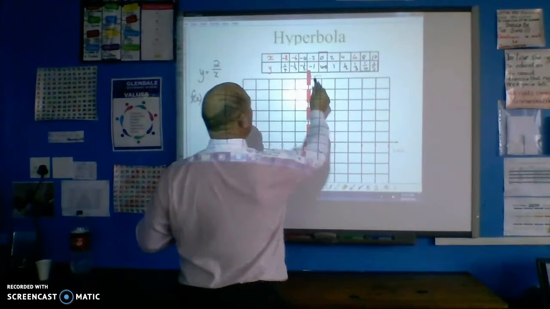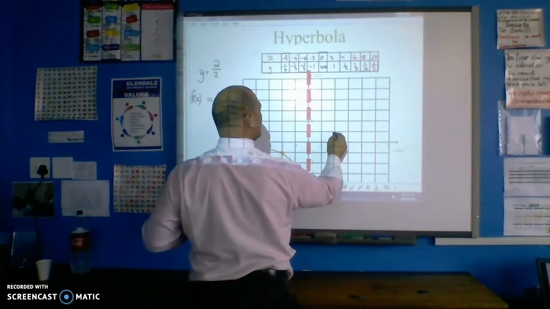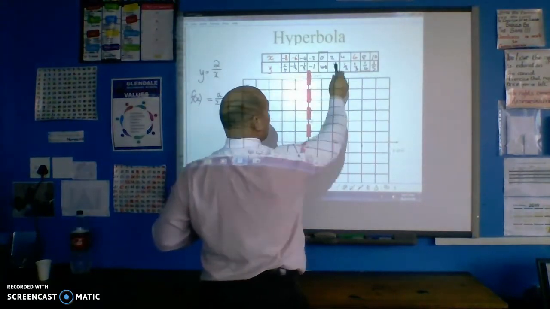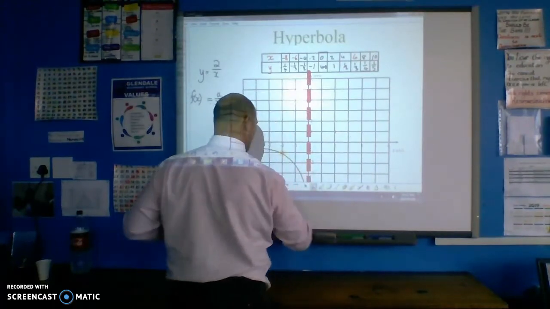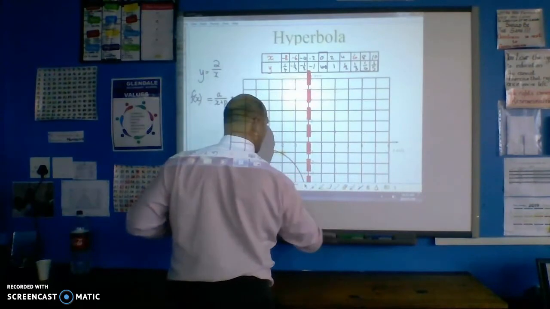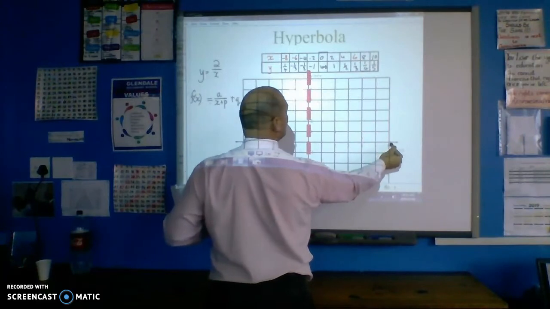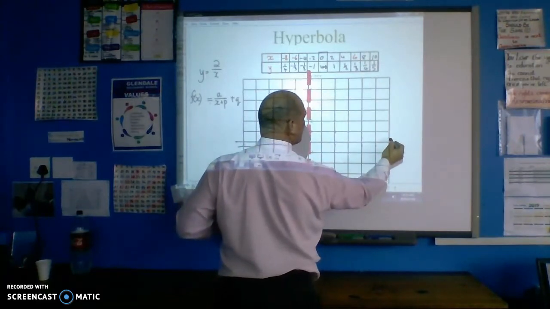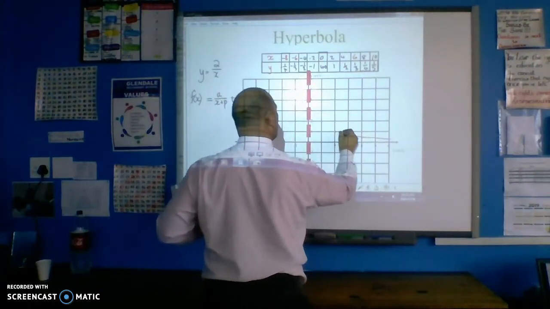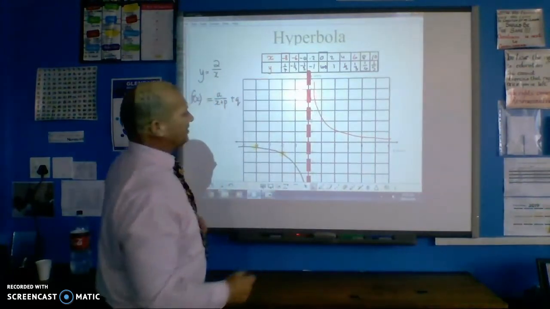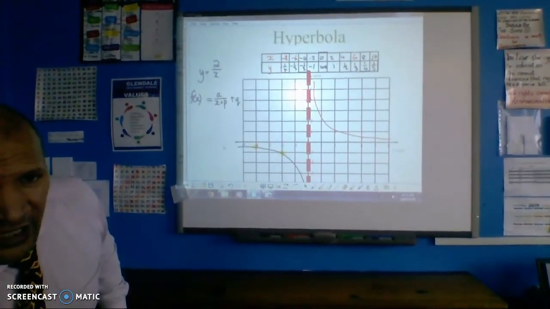Then when I go on the other side, I'll have at 2, my answer will be 1. At 4, my answer would be 1/2. At 6, my answer would be 1/3. So this graph will take a trajectory of some sort like that. So that is my hyperbola. Nothing to the plotting now to get the graph.